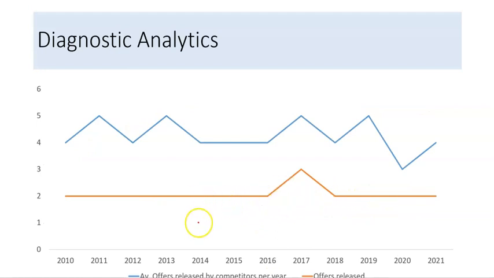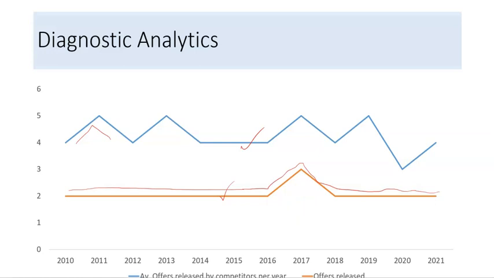Another thing is how exactly your competitors are releasing offers, that is the blue line, and how you are releasing offers per year is the orange line. So you can see that I'm probably releasing 2 offers per year while my competitors are releasing 4 to 5 offers. So this could be one reason that I'm not growing in terms of clientage. That's digging deep and diagnosing what could be the possibility that despite sales going up, my clientage is not increasing as it should.